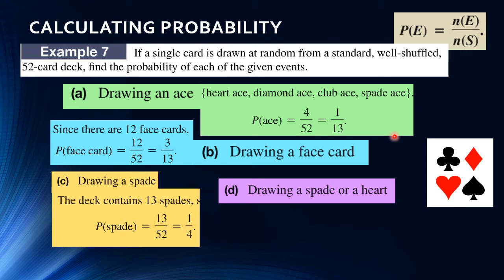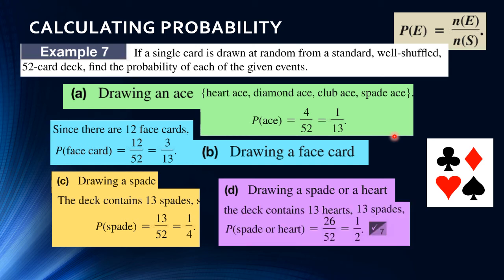Drawing a spade or a heart. Okay, so here we have 13 spades and 13 hearts. It doesn't matter, it can be a spade or a heart. It doesn't say and, it's or. So we just add them up totally, and so we have 26 possible cards that are either spades or hearts out of 56. So we have a 1/2 probability of pulling a spade or a heart.